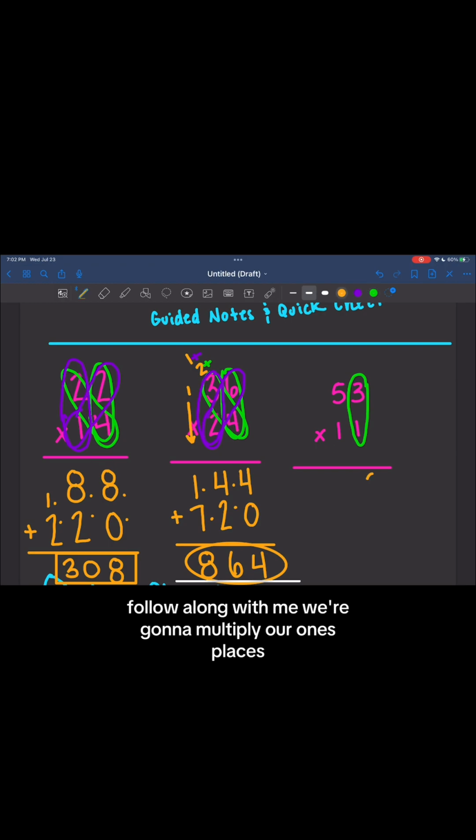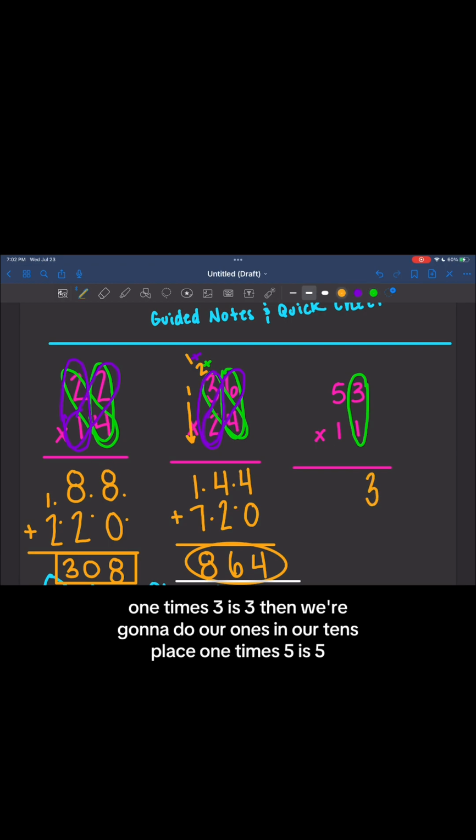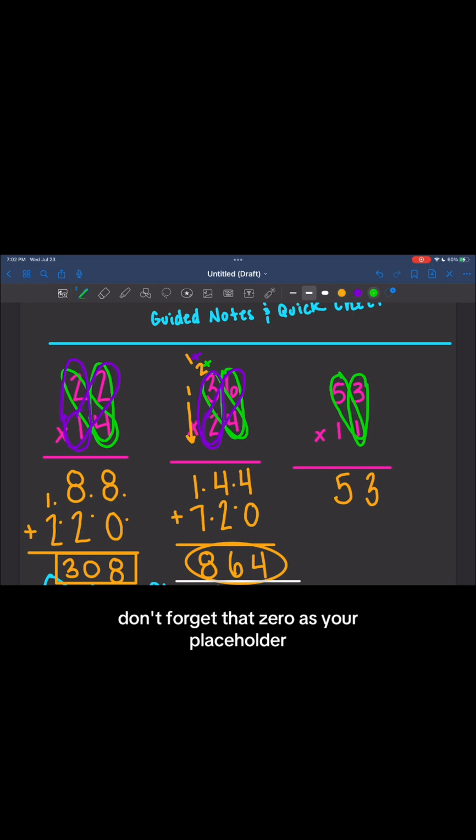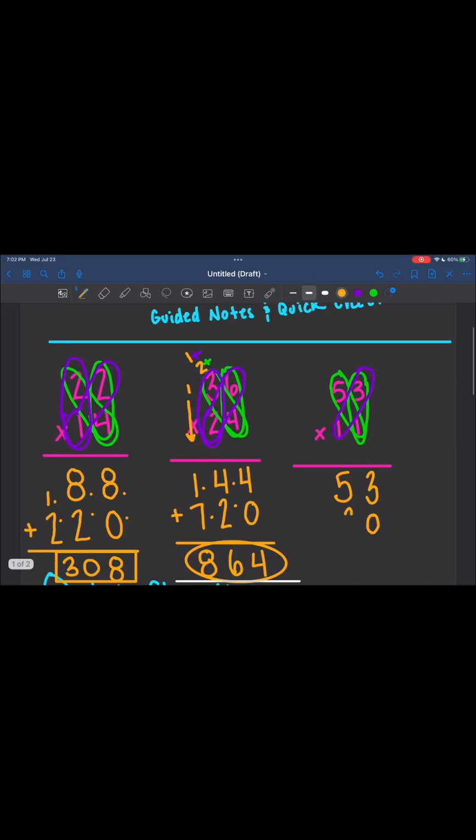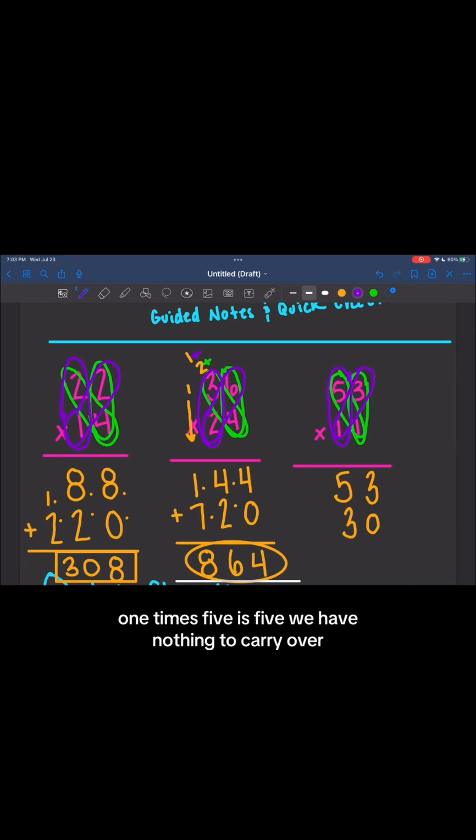We're going to multiply our ones places. 1 times 3 is 3. Then we're going to do our ones in our tens place. 1 times 5 is 5. Don't forget that 0 as your placeholder. And then we're going to do our tens place times our ones place. 1 times 3 is 3. Tens place times tens place. 1 times 5 is 5.